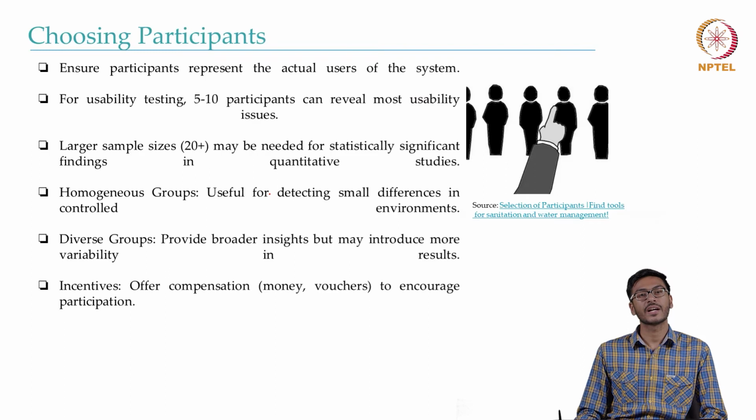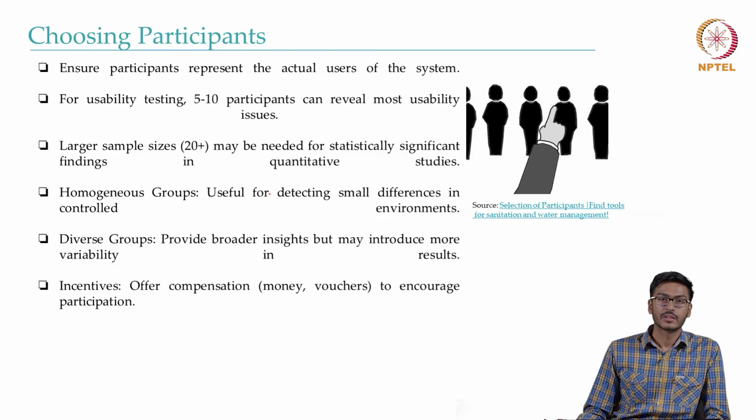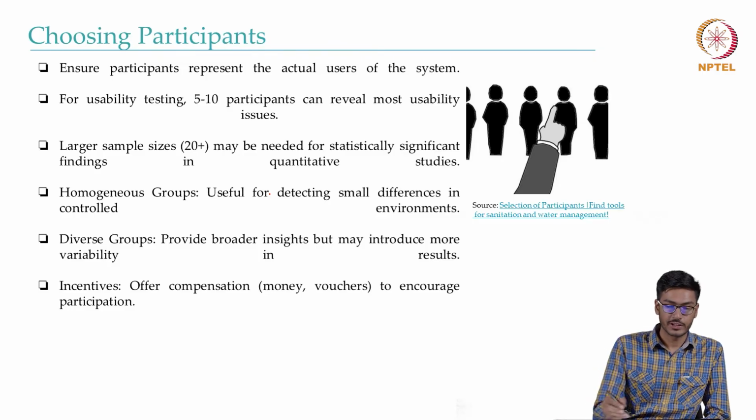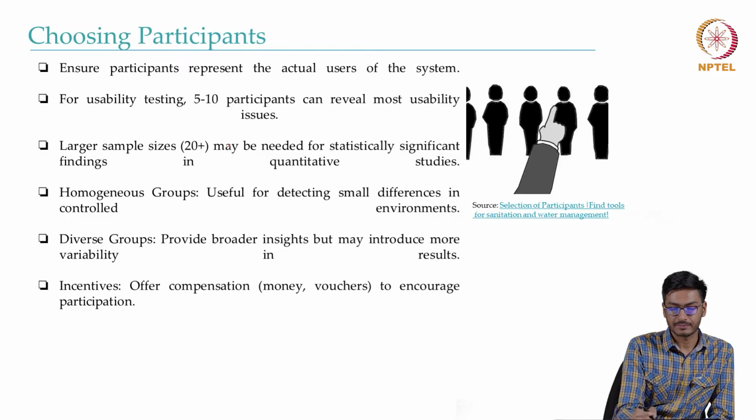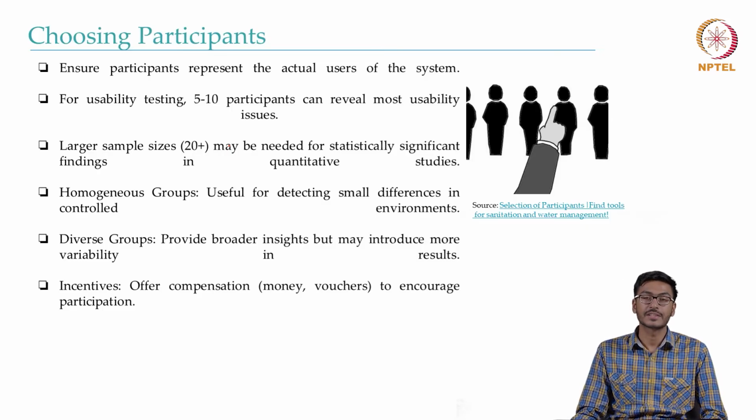Okay, now we know what kind of data to collect. Now we need to decide whom to collect it from. So we come to the next point, which is choosing participants. Well, the first and foremost thing that we need to be careful about is that we need to ensure that the participants represent the actual users of the system and the representation isn't biased.